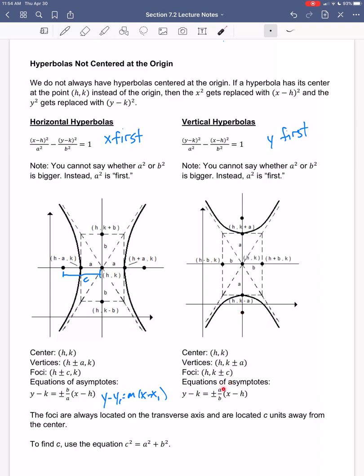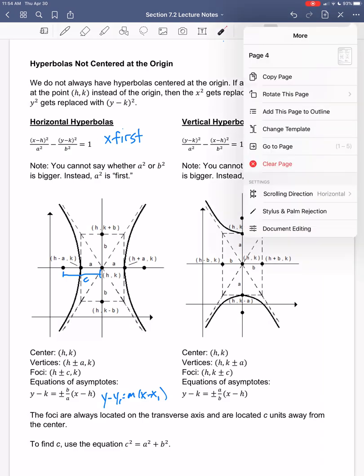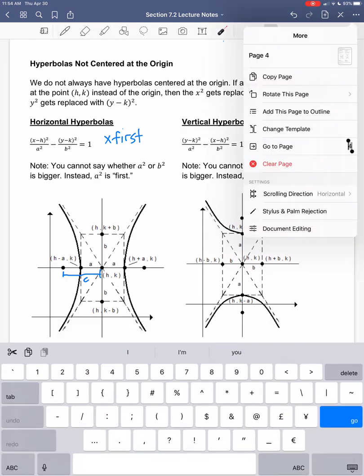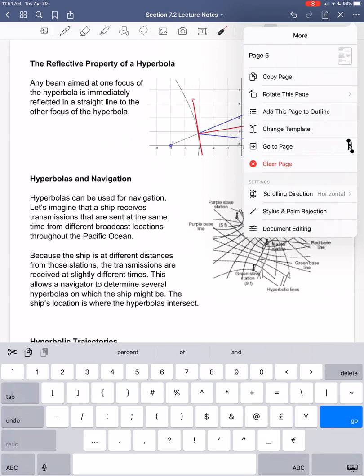And the equations of my asymptotes, everything's the same except now my slope, I'm going up a and over b, so it's a over b instead of b over a. It'll be a little more clear when we do some examples.